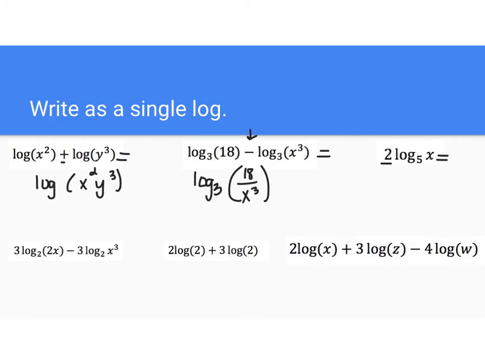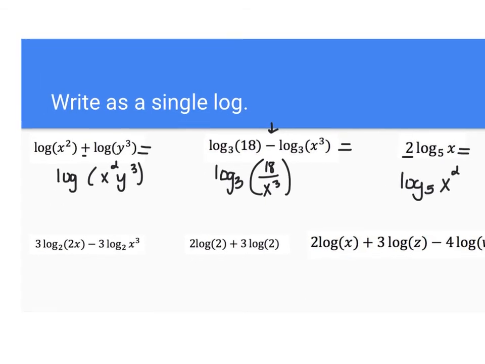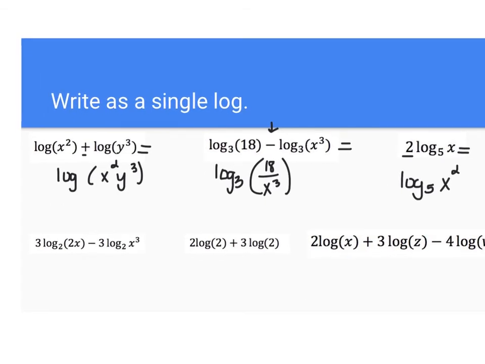That exponent, as I write it as a single log, goes up to the power, and this becomes log base 5 of x squared. Now, sometimes we have to combine these rules in order to be able to write this as a single log. So on example 4, that 3 is at the beginning. So that 3 needs to go to a power of 2x. That subtraction implies a quotient. And again, that coefficient of 3 needs to go up to the power.